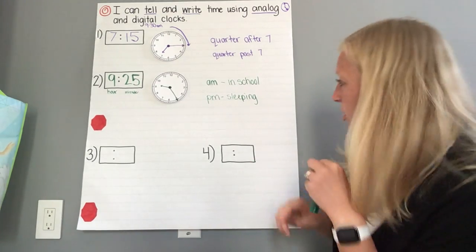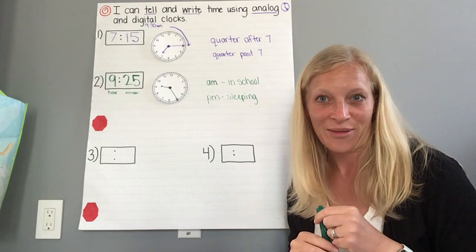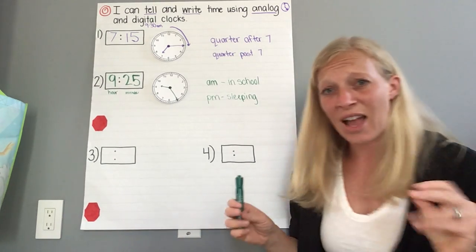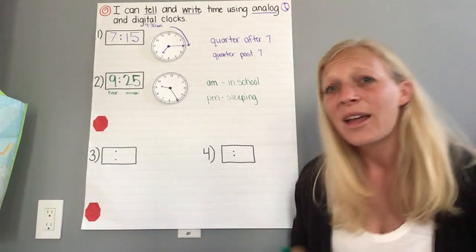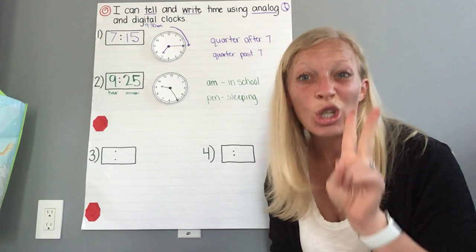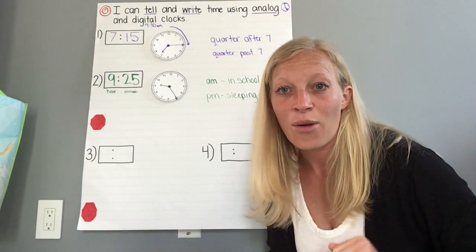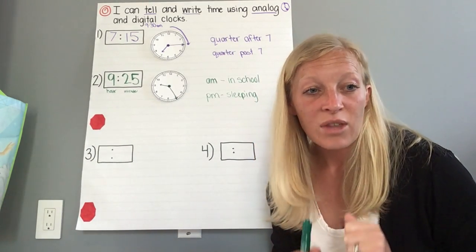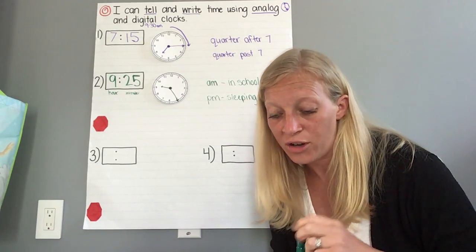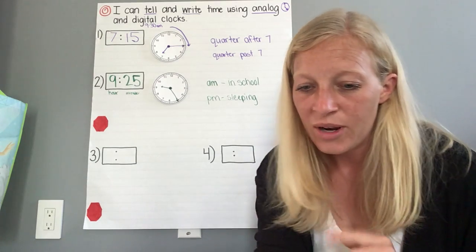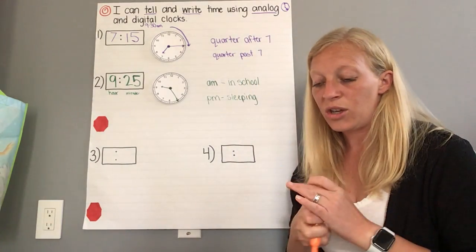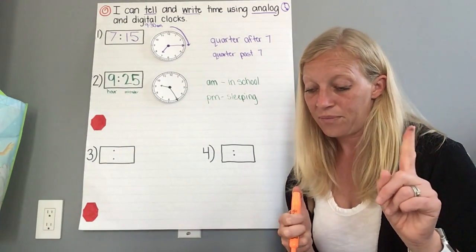Now, you notice we have 2 stop signs on my chart today, right? Those are for some stop and practice. That means I'm going to give you 2 clocks to do, and I want you to show them to me either on your paper, on your whiteboards, or on your clocks. Okay? So I'm going to up the ante a little bit, make it a little bit trickier. I want you to show me.